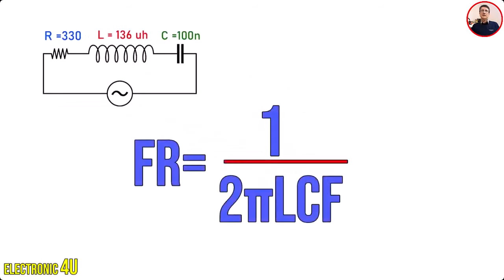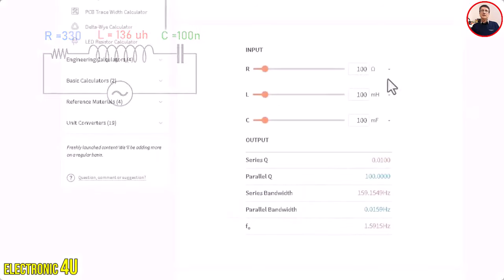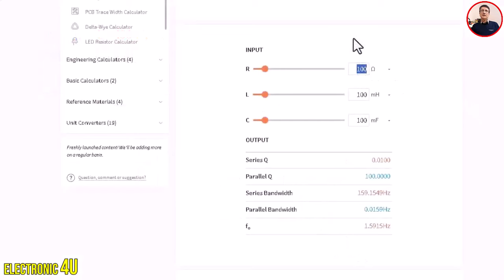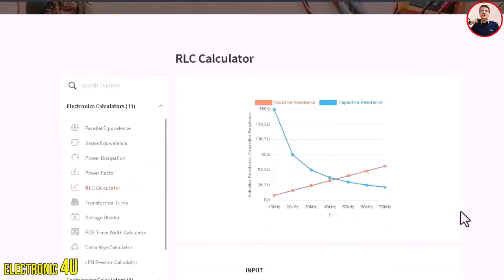Now, what is the formula for resonant frequency? L, inductance value in henries. C, capacitance value in farads. There is no need for calculations. There are websites that can calculate these values for you. According to the calculation, the resonant frequency of the circuit is approximately 43 kHz.